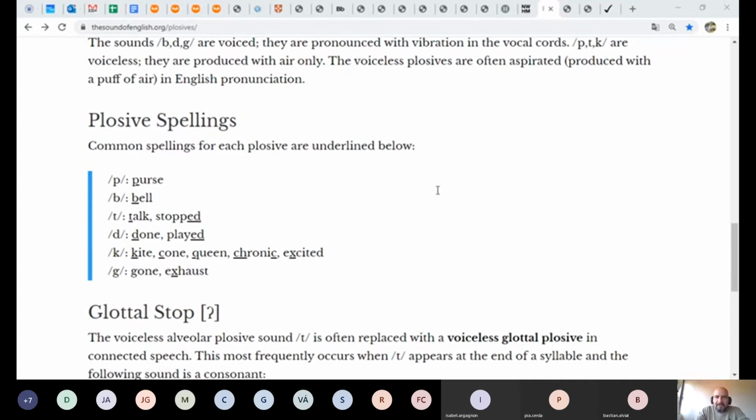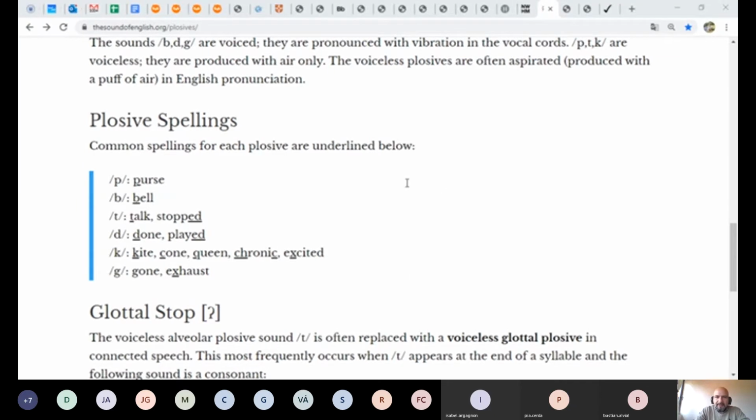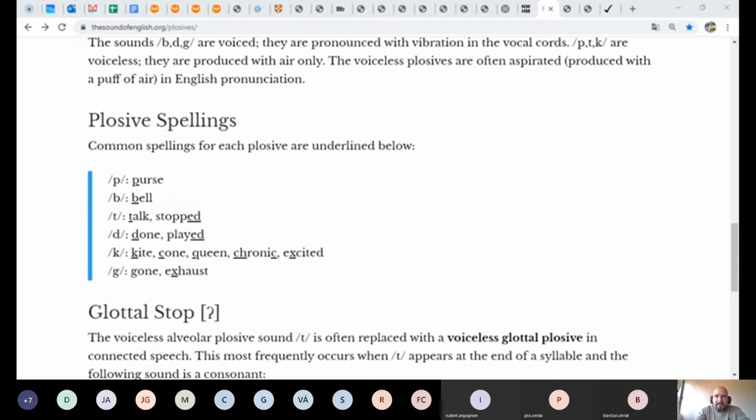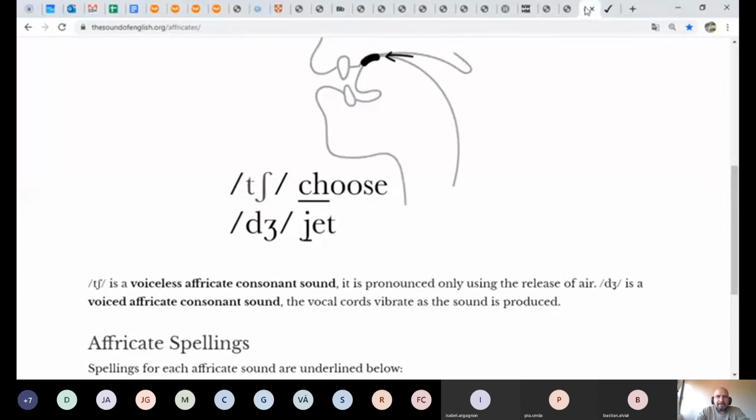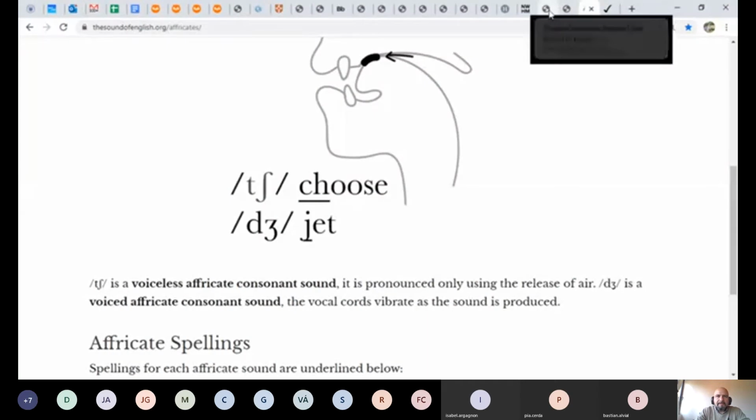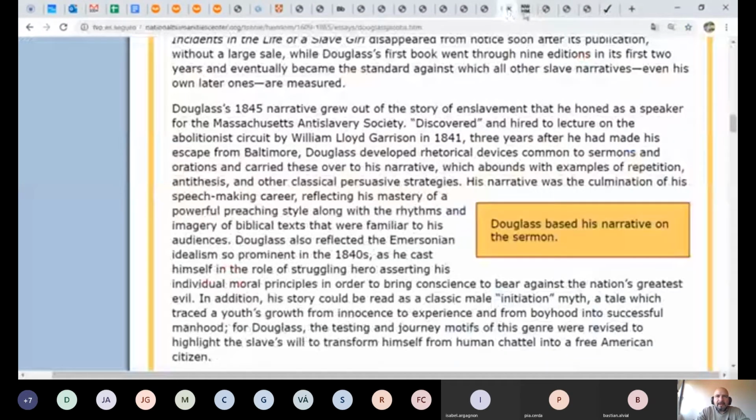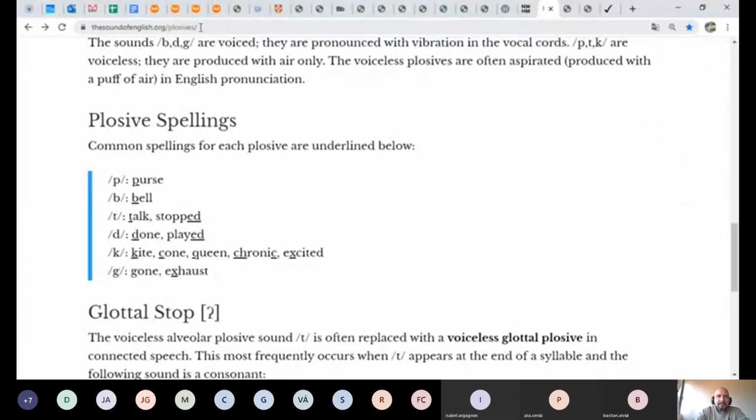So these are the plosive or stop sounds: p, b, t, d, k, g, and the glottal stop. The next sound is the fricative family. Let me see if I can find it here, because I had it open.